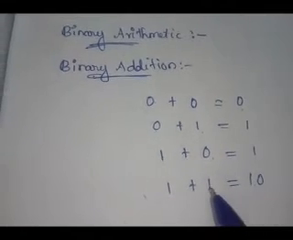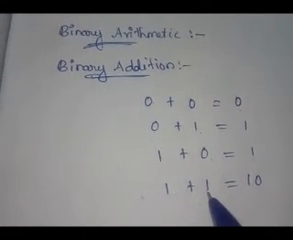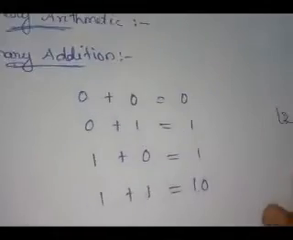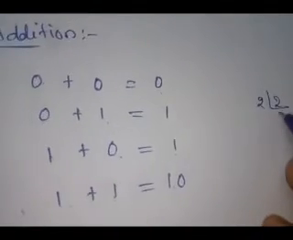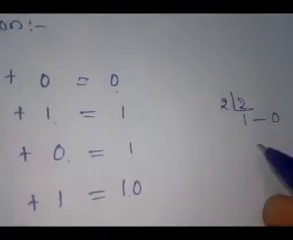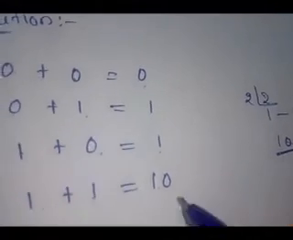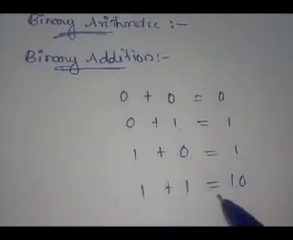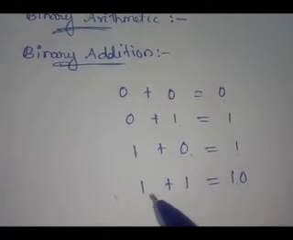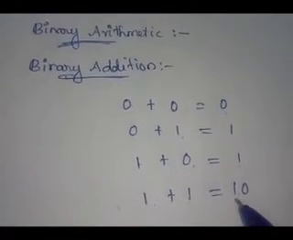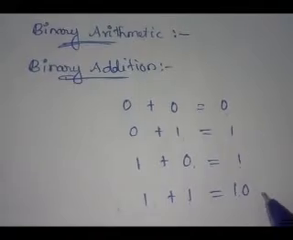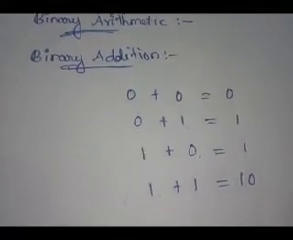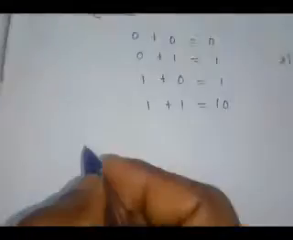Why is it 1 0? Already we know 1 plus 1 is 2. What is the binary value of 2? 1 2 is 2, remaining 0. So it is 1 0. This 1 0 only. Did you understand how 1 plus 1 is equal to 1 0? Did you get it? Then based on this we will do one problem.